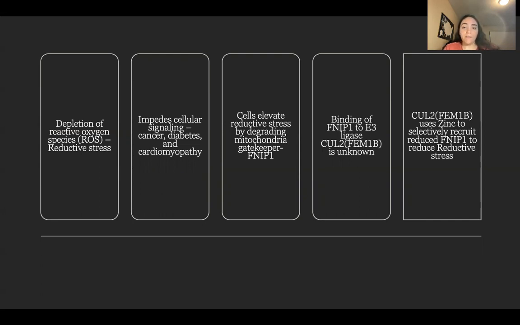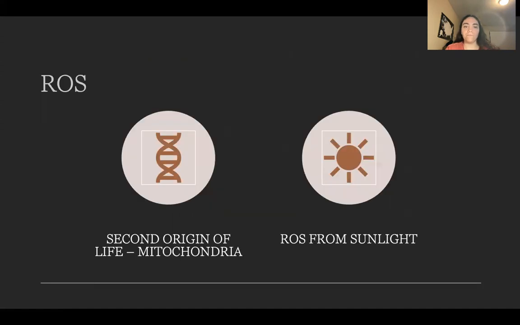So binding of the FNIP1 to the E3 ligase CUL2 Fem1b is unknown. And in this paper, their hypothesis is that the CUL2 Fem1b complex uses zinc 2+ to selectively recruit reduced FNIP1 to reduce the reductive stress.